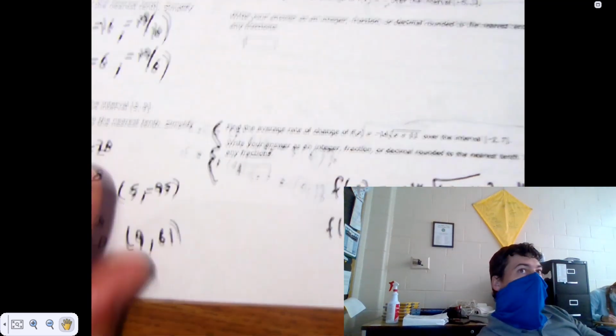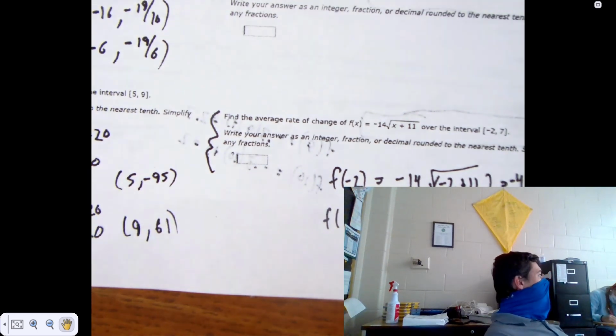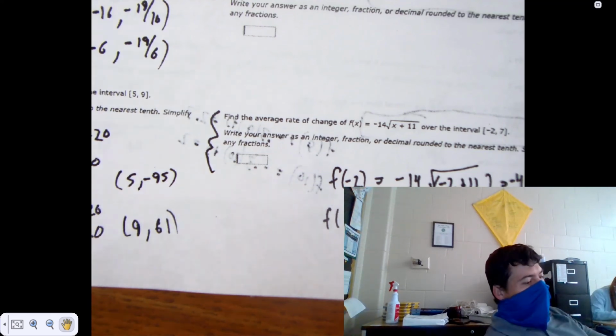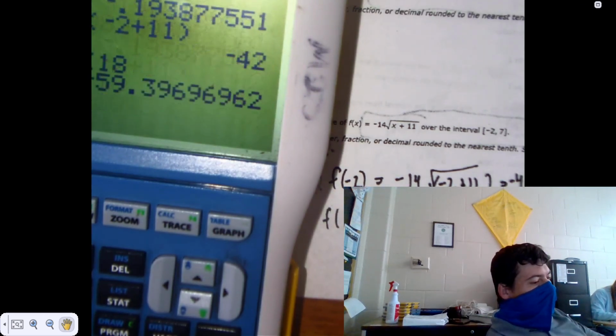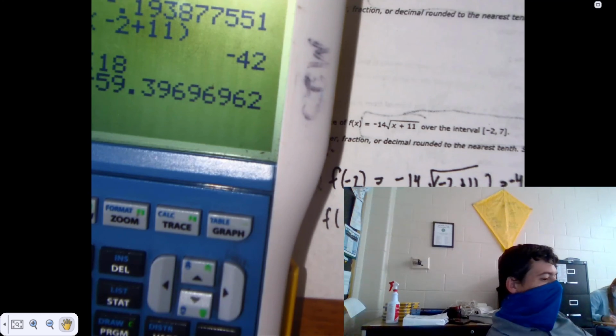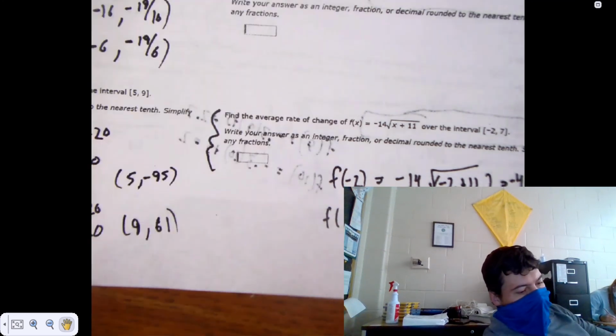What is 7 plus 11? Is there a whole number square root of 18? Yeah, and IXL isn't going to work with radicals on this. So you kind of have to use technology on this one no matter what. It's about negative 59.397.